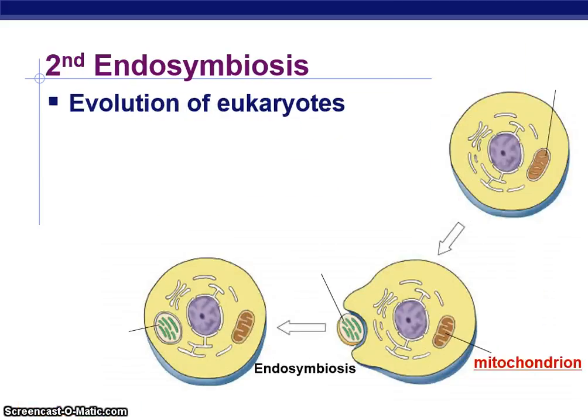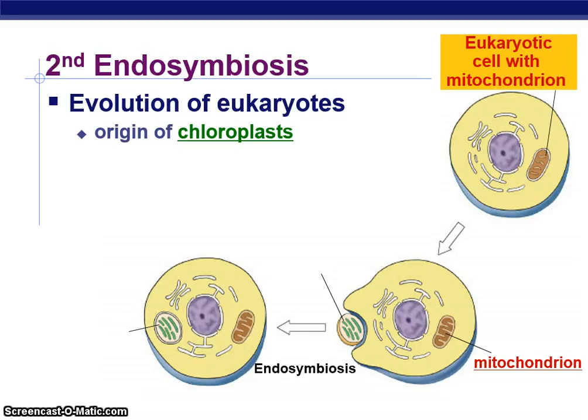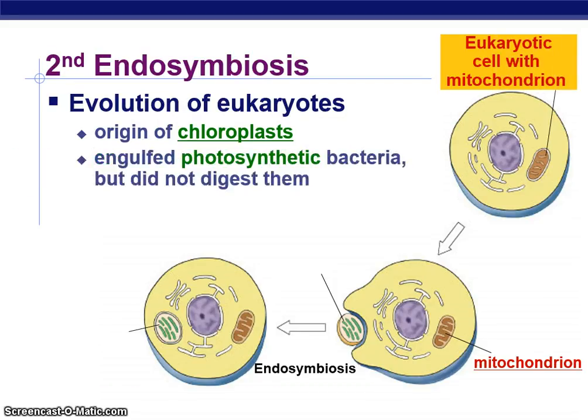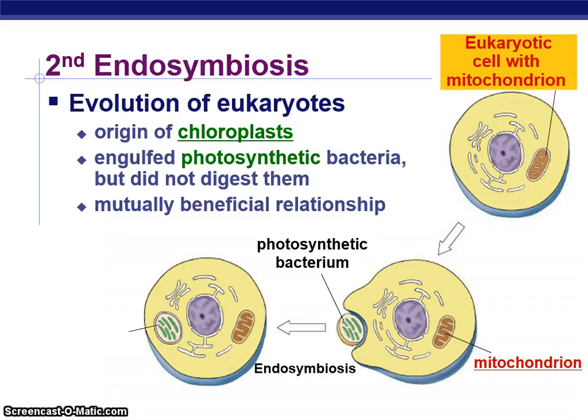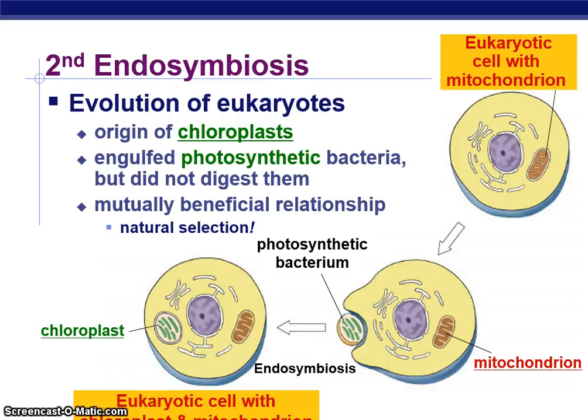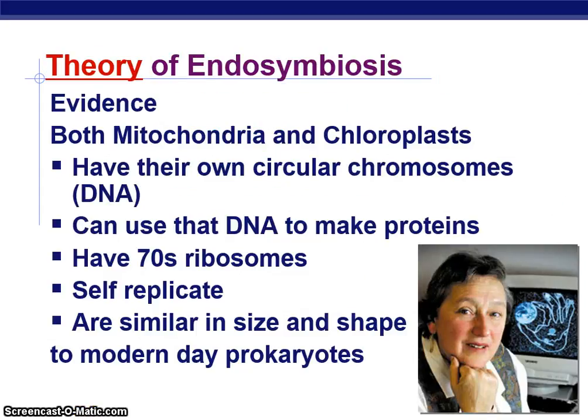Now, what if that happened twice? What if that original cell that engulfed a mitochondria, or what is now a mitochondria, also engulfed a photosynthetic bacteria? Again, not digesting it. Mutually beneficial relationship, natural selection occurs, and we have our plant cells, cells with both mitochondria and chloroplasts. This idea is the theory of endosymbiosis.